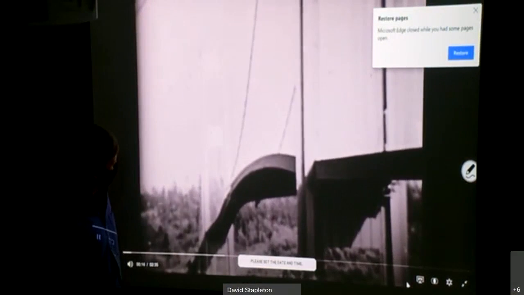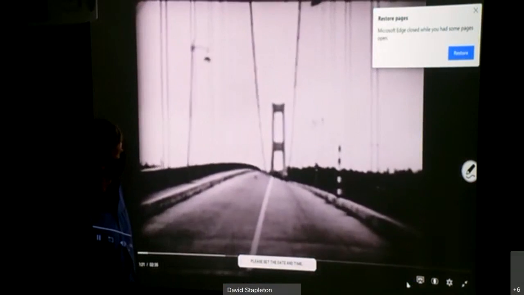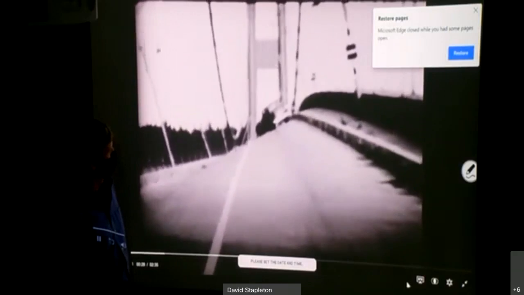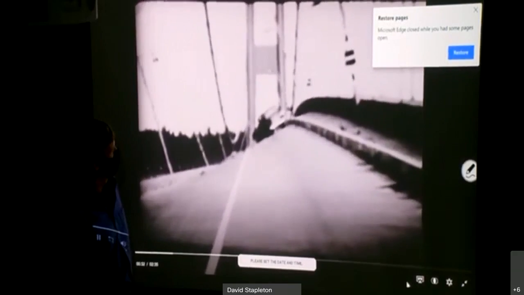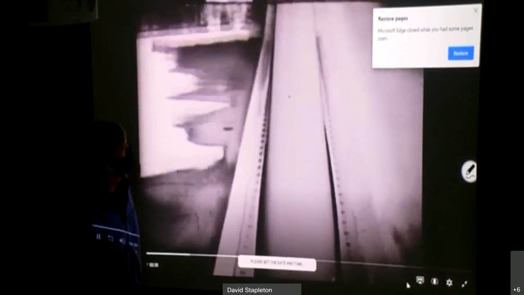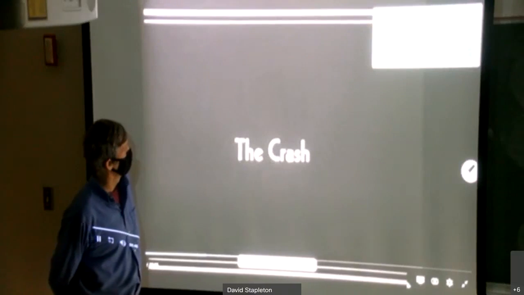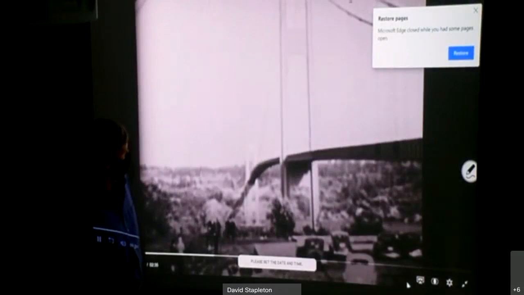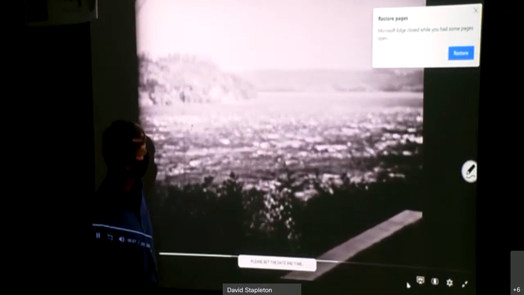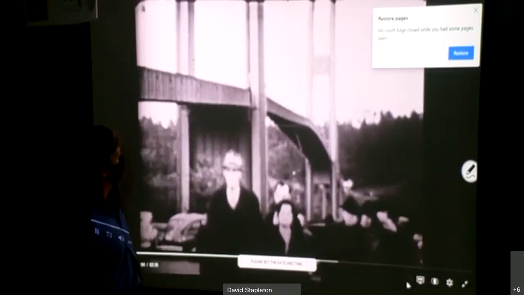Sometimes the bridge is moving like that. See, it's real time.